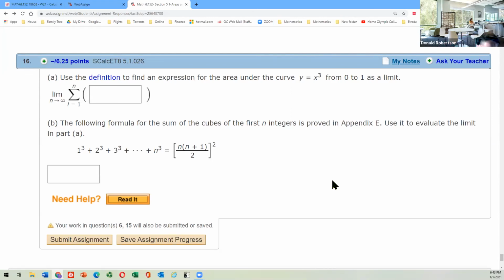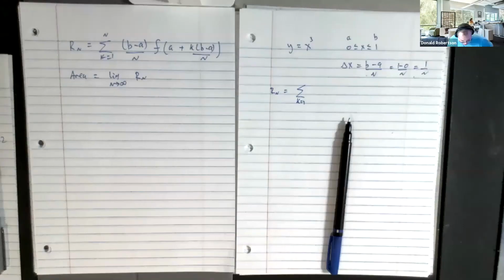Okay, here goes. a, b. Delta x is b take away a over n. Delta x is 1 over n. Let's go. Rn is going to be sigma. Can't see if you're writing anything. Oh, thank you. I got caught up in the moment and forgot where I was on the screen. Right. So start this off again.